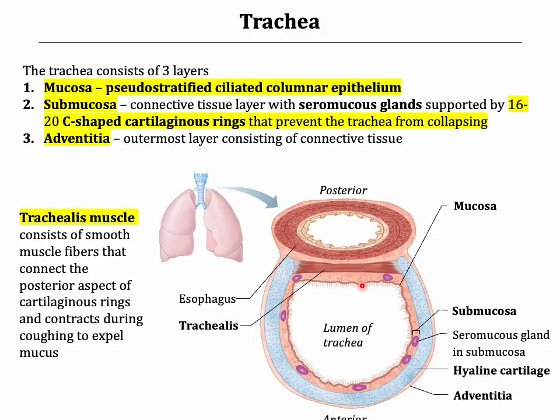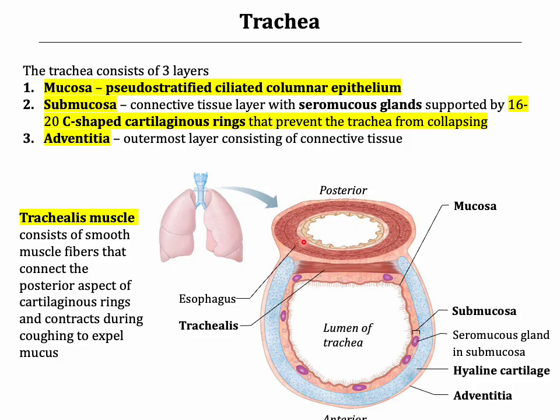Here's a cross-sectional view of the trachea. So we see the C-shaped cartilaginous ring here. This is hyaline cartilage. Then we get to the submucosa, being the connective tissue area. There's a lot of seromucous glands within, producing a ridiculous amount of mucus to help entrap any particles that get down into the trachea. And then the mucosa itself is our pseudostratified ciliated columnar epithelium.